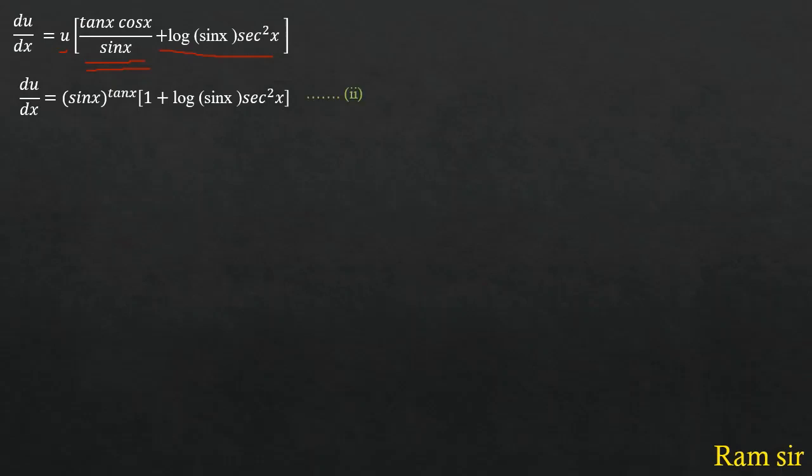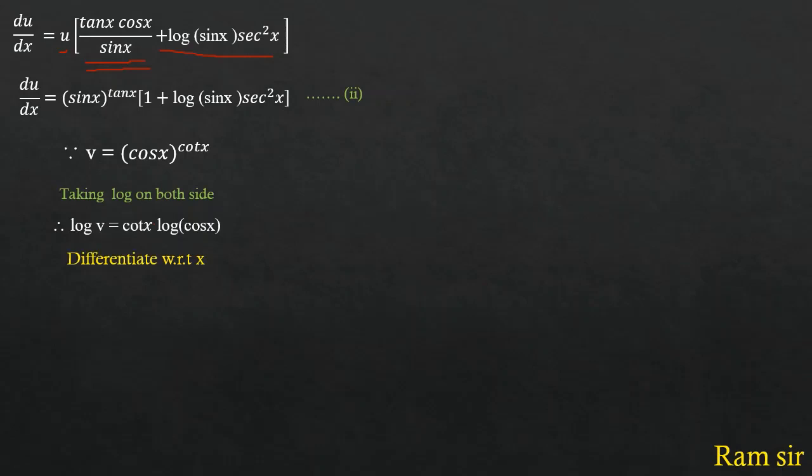Moving on to next, marking equation number 2, and starting with the derivative of v which is cos x raised to cot x. Applying log on both sides gives log v is equal to cot x, which is in power, comes in multiplication, multiplied by log of cos x. Multiply means here also you have to apply u into v. So let us differentiate with respect to x on both sides, apply the derivative operator: d by dx of log v is equal to d by dx of cot x into log of cos x.